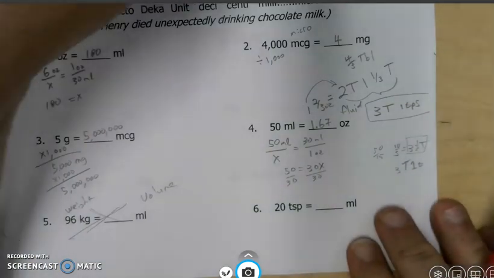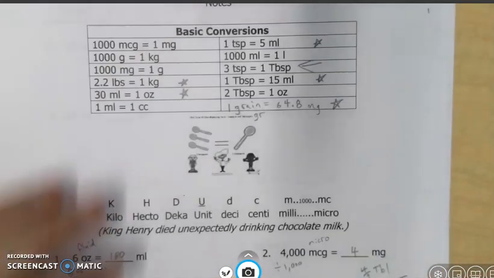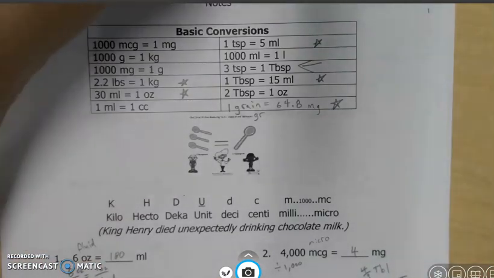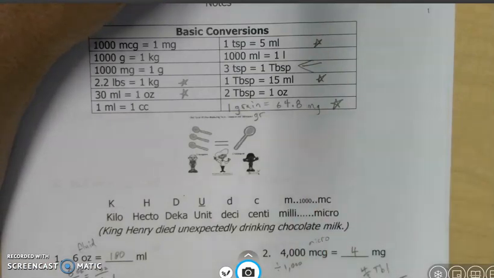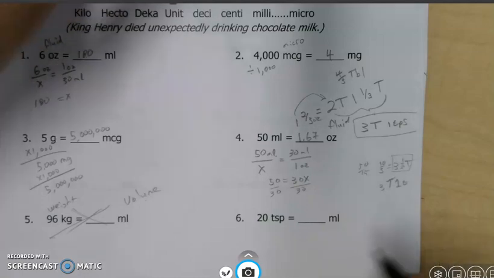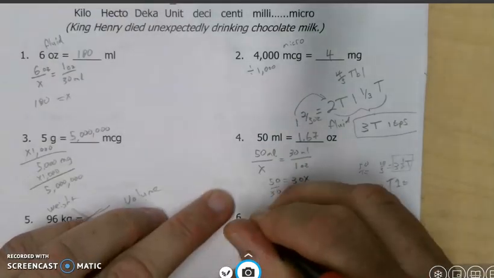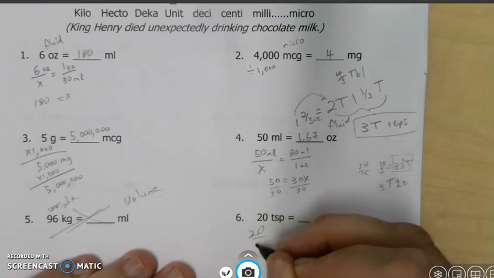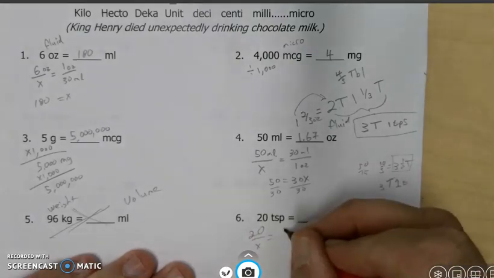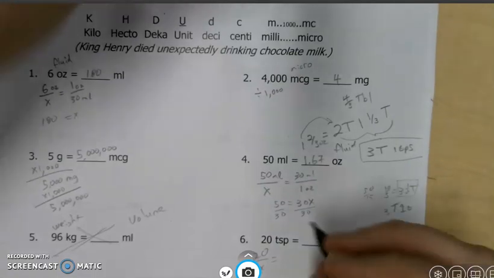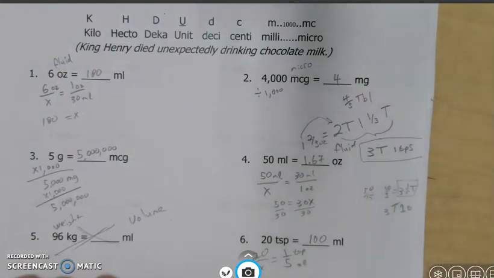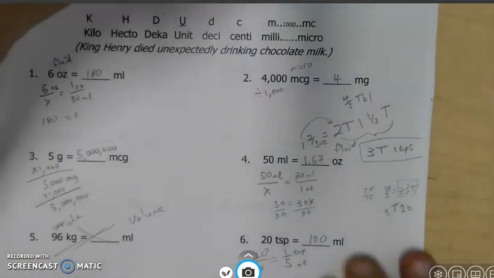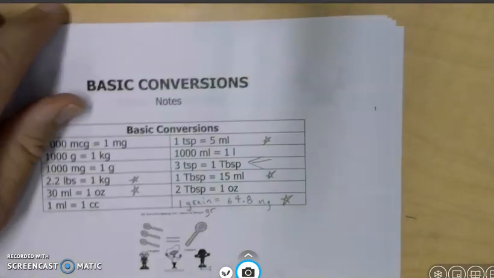Teaspoon is volume, milliliter is volume. We have that conversion, right? 5. So a couple ways to see this. If 1 teaspoon is 5 milliliters, then 20 is 20 times 5. That's the most straightforward way, but you can do the proportion. 20 over x equals, now I got to get it right, 1 over 5. Teaspoon to milliliter, multiply, and you get 100 milliliters. That's a little bit of an approximation.